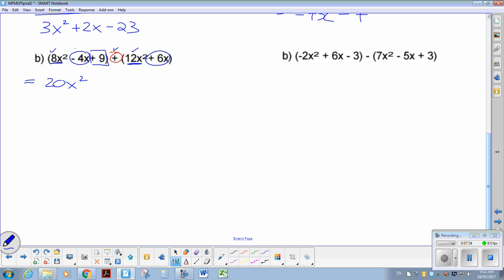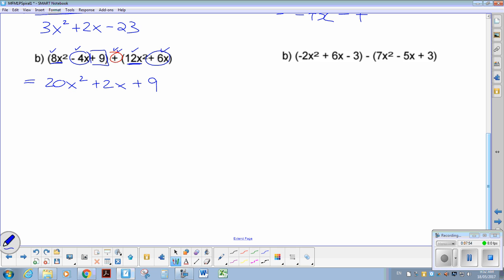I have negative 4x plus 6. So I'm adding. Negative 4 plus 6 is 2x. Now the 9 has no partner, so I'm kind of like adding 0. It's going to stay 9 and follow along like that.